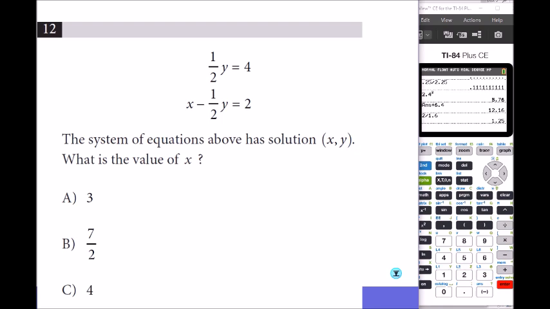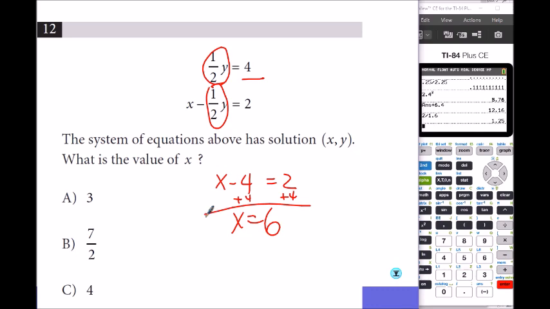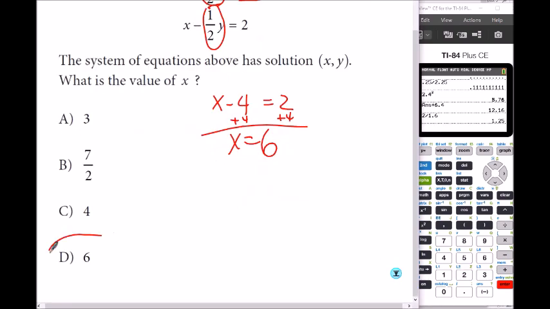12, the system of equations above has solution of x and y. What is the value of x? So half of y is 4, and you have half of y there again. So I'm going to substitute 4 for half of y, which is 4, equals 2. So x is 6. What minus 4 equals 2? 6. We can plug in 4 to solve it if you need to. Must be D? Yes, it is D.